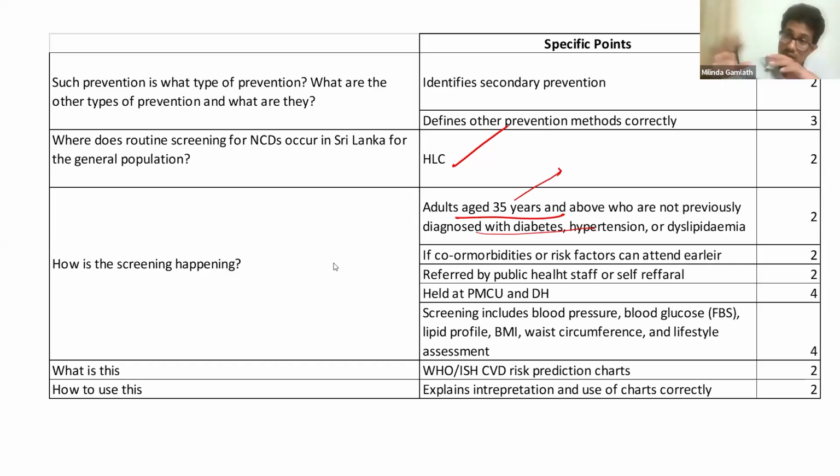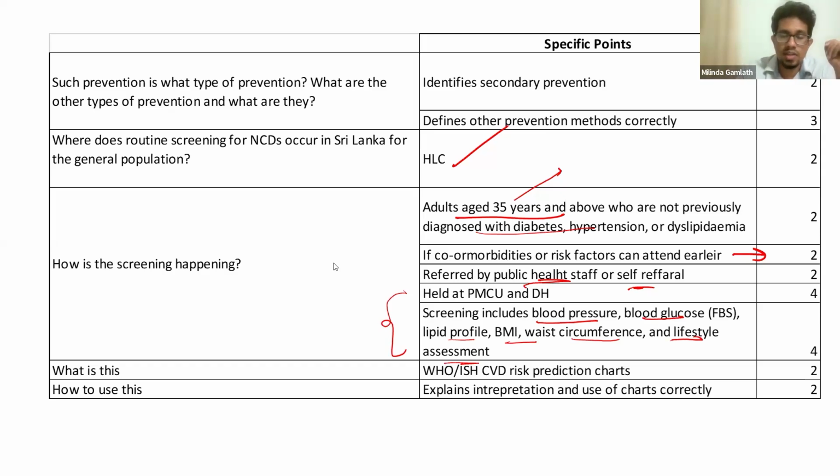That's fine, right? And even younger people can come if they have certain risk factors, like being extremely obese or being smokers and stuff like that. So this is an additional point. They can come on their own or they are referred by the public health staff. They are held at these small hospitals, the primary medical care units and the divisional hospitals and some base hospitals, right? The screening includes blood pressure, blood glucose, lipid profile, BMI, waist circumference, and lifestyle assessment. So these are the services which are offered at these HLCs.